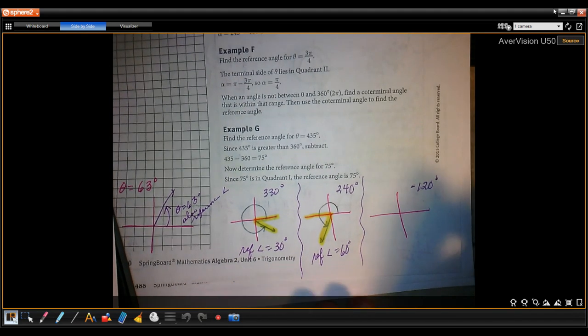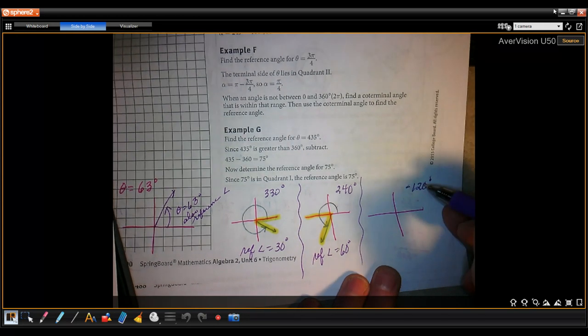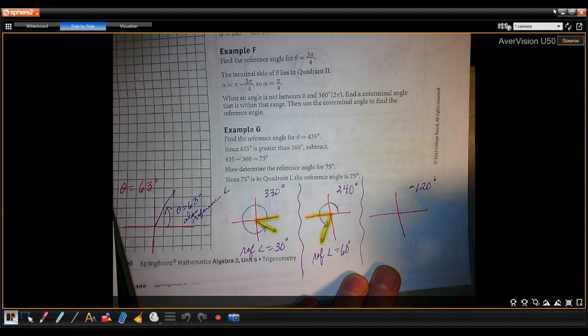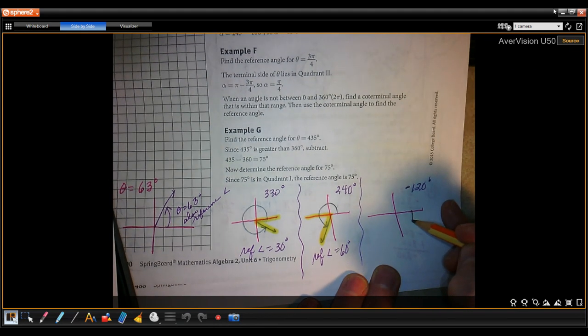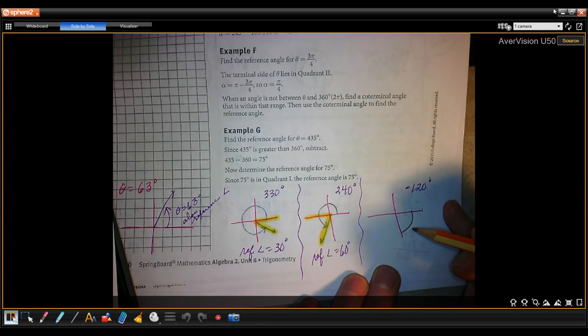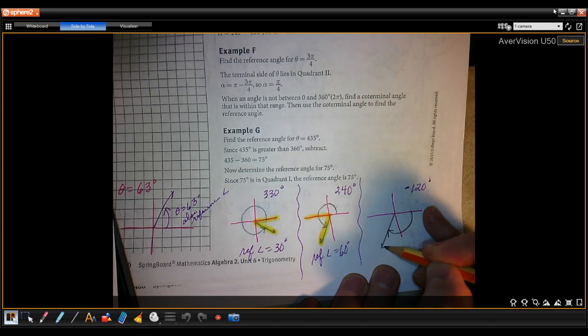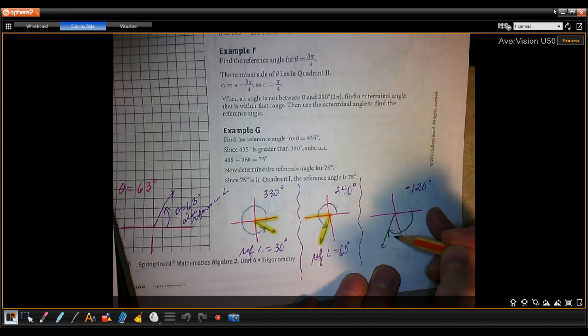All right, last one, negative 120. This is a good one. Negative means you go clockwise, so then you're going to go down. So down is 90, and then 90 plus how much more is 120? So we'll say 30 more, right? That's about 30 more. So there is the negative 120 degrees.